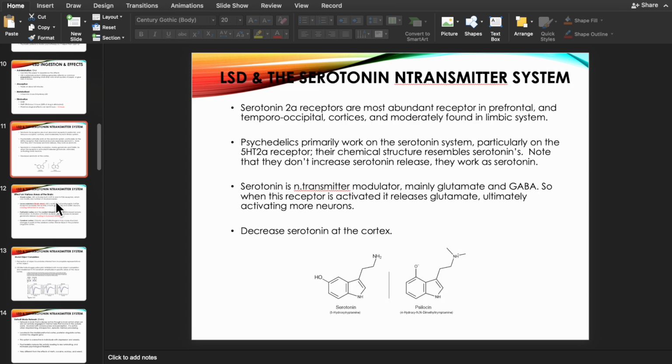LSD's physical structure resembles serotonin's. Therefore, LSD acts on serotonin receptors. LSD doesn't increase serotonin release. They work as serotonin. So they're kind of like serotonin imposters.